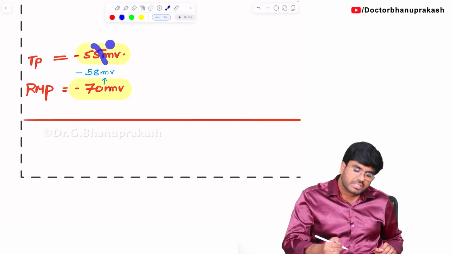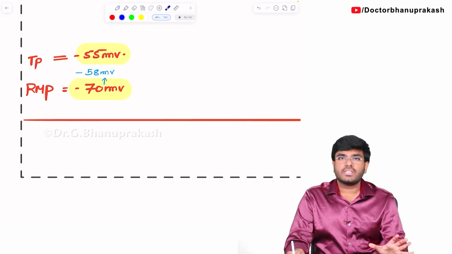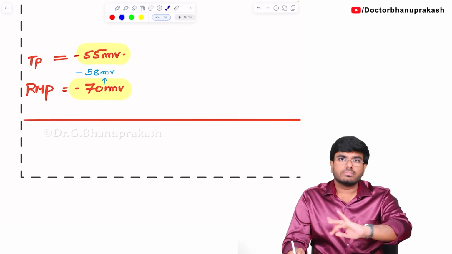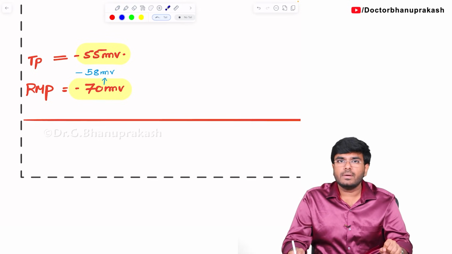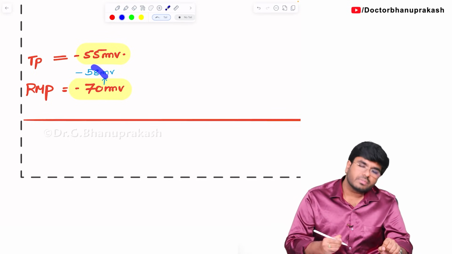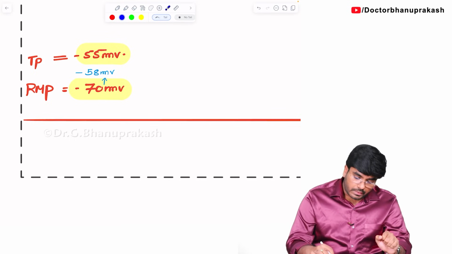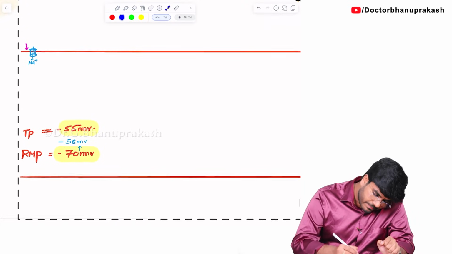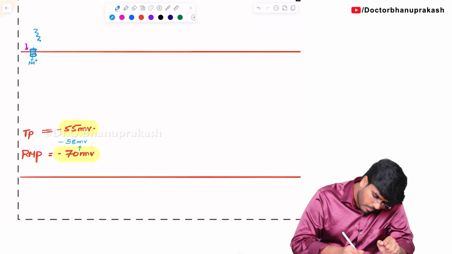So when threshold potential is not attained, no action potential is generated, no electricity is generated, and no action potential propagation will occur in the neuron. So this is not enough. Now I am giving a little bit more stimulus.